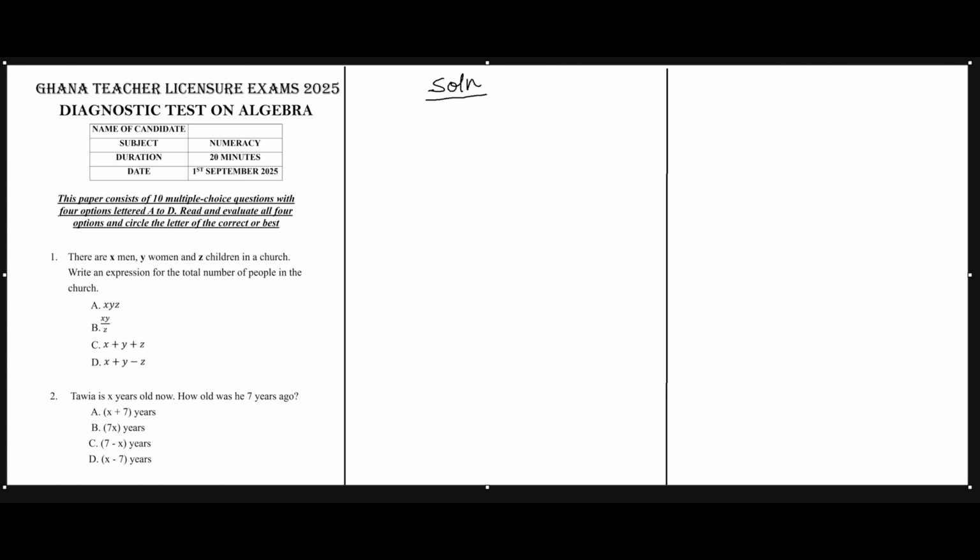So there's our first question. I read, there are x men, y women, and then z children in the church. You are to write an expression for the total number of people in the church. So with question 1, you could see that there are 3 categories of people in the church. The first category, we have men. The second category, we have women. And the third category, we have children.